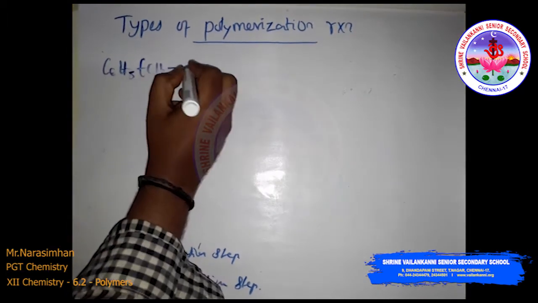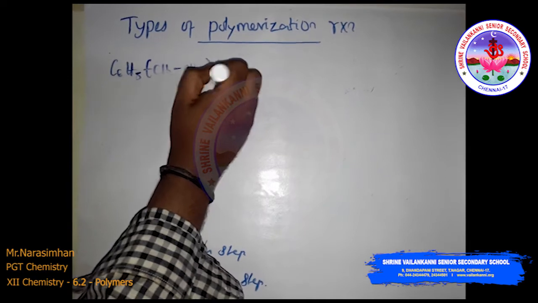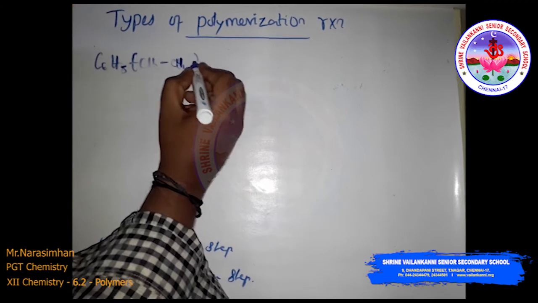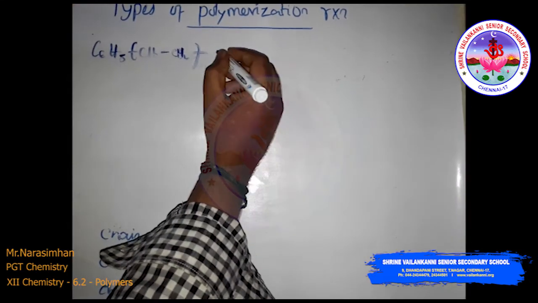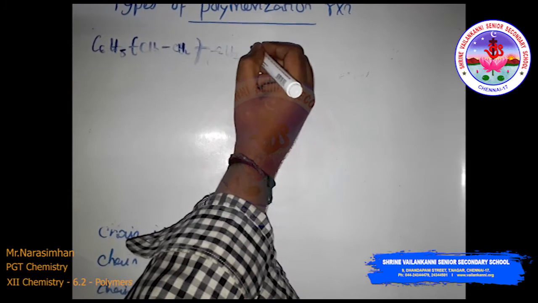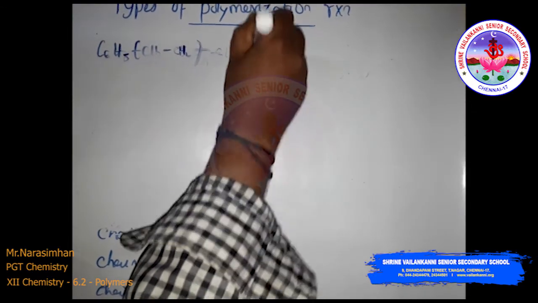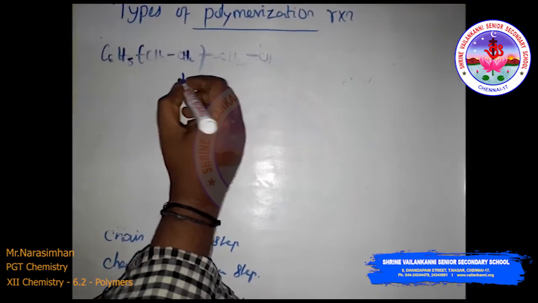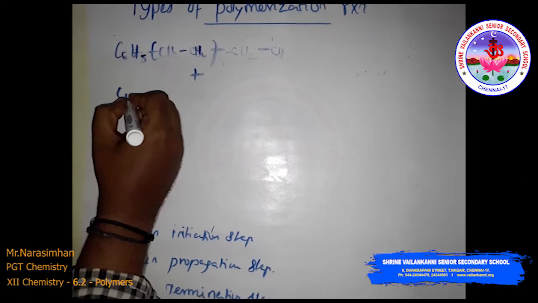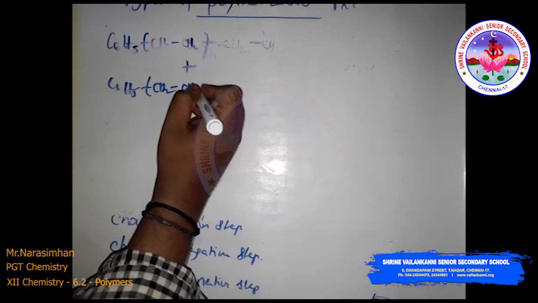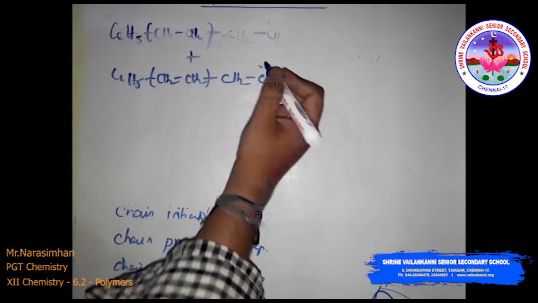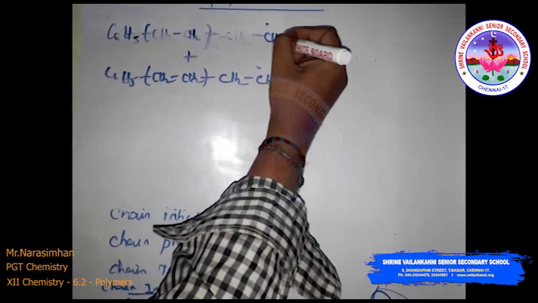C6H5 CH2 CH2 chain, then CH2 this and CH2 radical, then addition of one more C6H5 CH2 and CH2, CH2 CH2 radical. This is a radical.